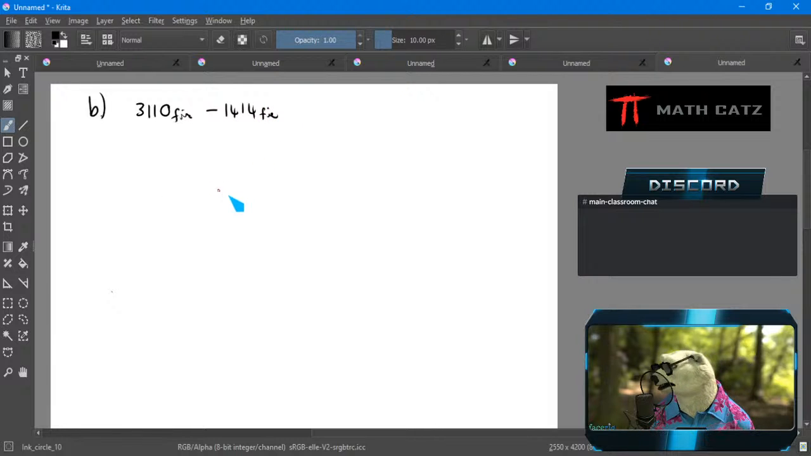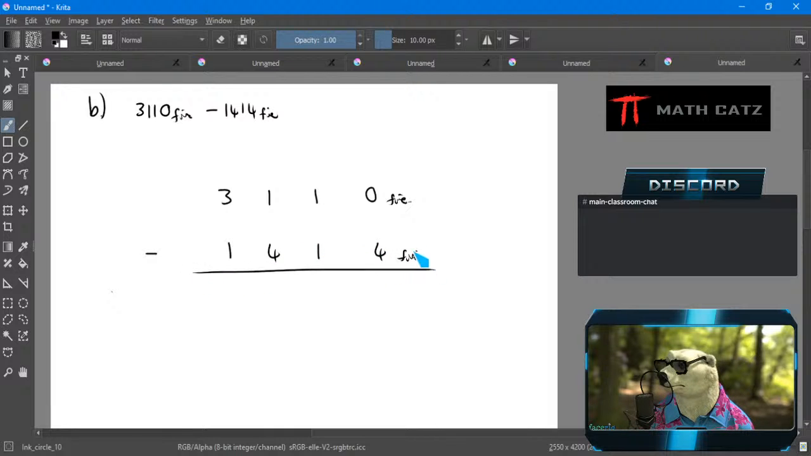All right, so I'm lining it up. 3, 1, maybe more space. I hope this isn't a borrowing nightmare. Why do I think it is? 1, 4, 1, 4, because it is. Yeah, that's okay. Now, I should use the color. Color helps. 0 minus 4, can't be done. Let's go borrow.